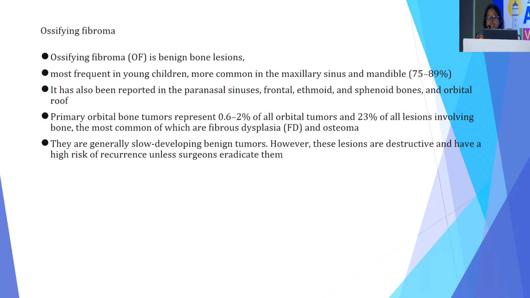So basically these are generally slow growing benign tumors. It's a rare case, and usually has a good prognosis.